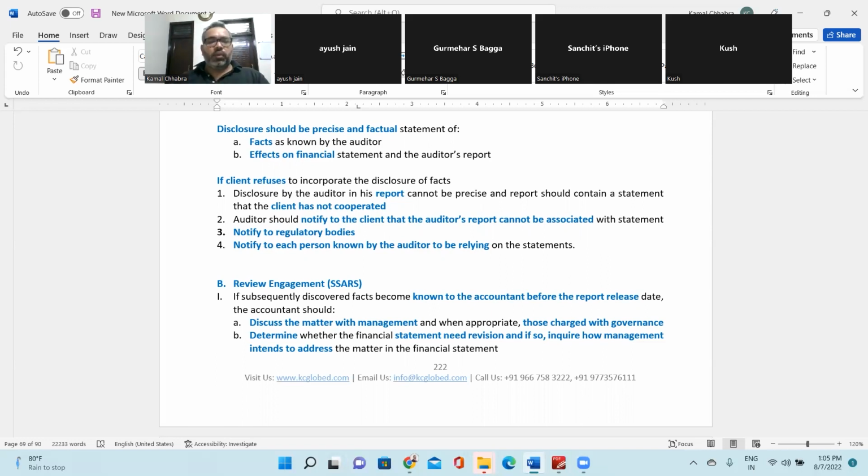So, sir, we will be communicating to those charged with governance or all the stakeholders? Yes, we will be communicating to those charged with governance, management, stakeholders, creditors, lenders, or maybe future investors whom we believe might be relying on the financial statements which we have issued.